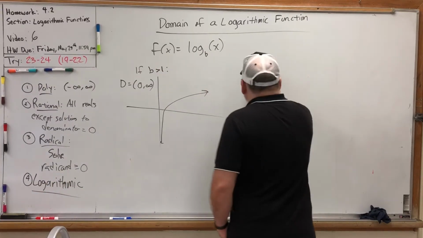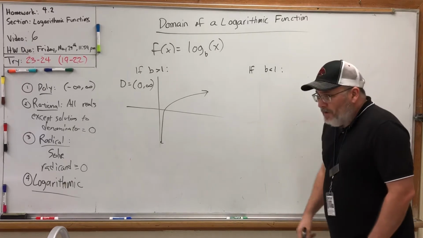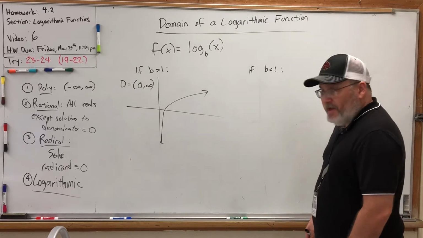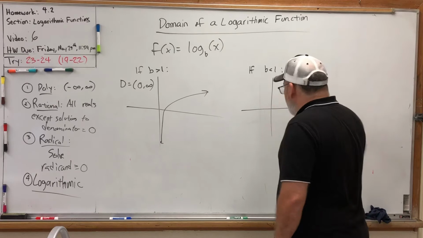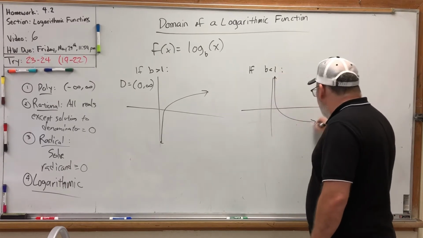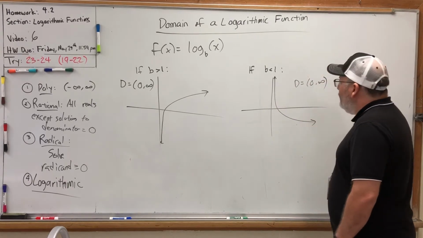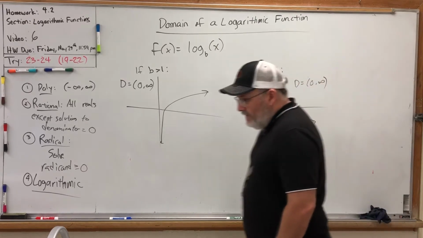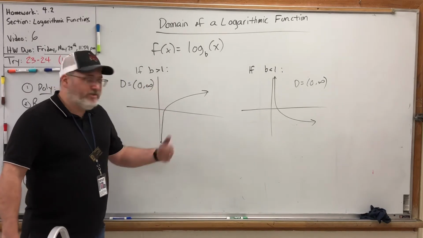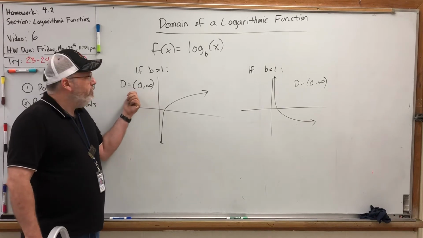One thing we didn't do was talk about what happened if the base is less than 1, but still positive. Well, if we did the same thing we did before, but with 1/2 to the x, we would have gotten the mirror image of this across the x-axis, so it would start high along the asymptote and go low. But the domain is still the same. So what does this mean about the domain of this function? Regardless of whether the base is bigger than 1 or less than 1, we can only put in positive numbers. We can't put in 0. We can't put in negatives.